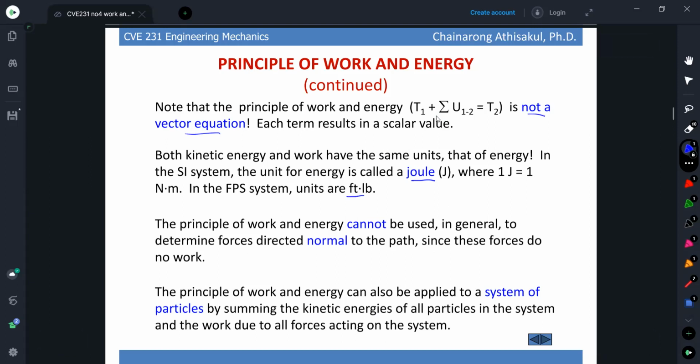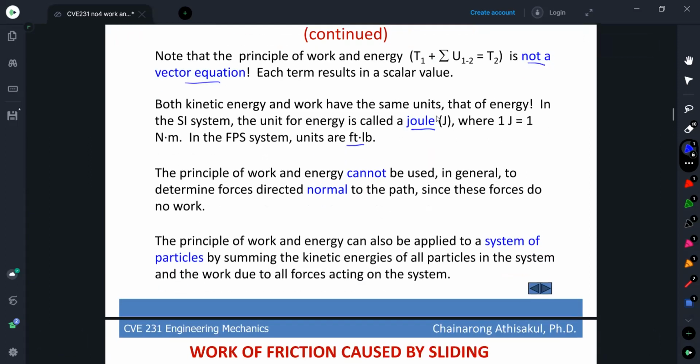The principle of work and energy cannot be used in general to determine force directed normal to the path, since this force does no work. So for a force normal to the path, it has no work. The principle of work and energy can also be applied to a system of particles by summing the kinetic energies of all particles in the system and the work done due to all forces acting on the system.